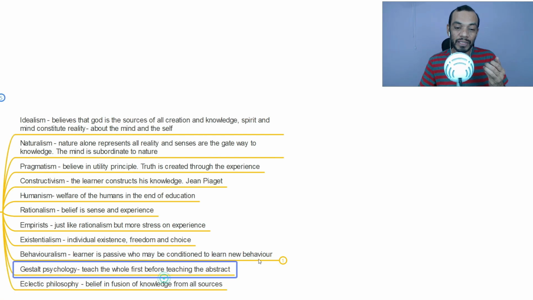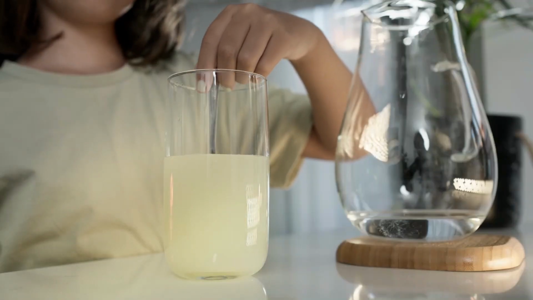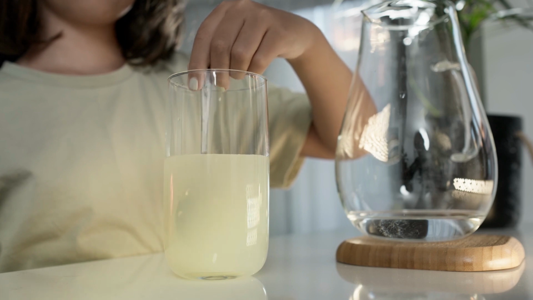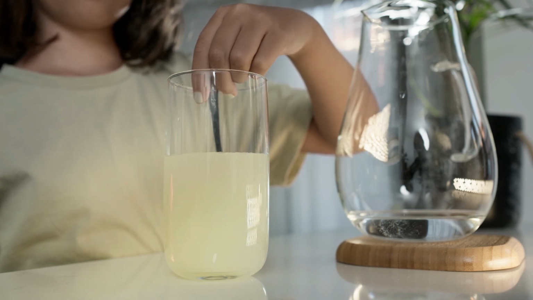And now we come to Gestalt philosophy. Gestalt psychology believes that before teaching anything, first you have to present it as a whole. Then you have to teach the components of it. For example, if you want to teach branches and all, first introduce the child to a tree, then introduce the basic parts. And finally, eclectic philosophy believes that actually it's a fusion. You have to take knowledge from every part of it, not from a single source.